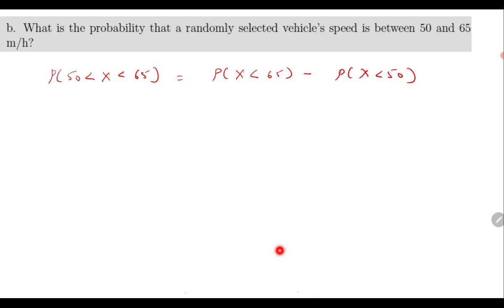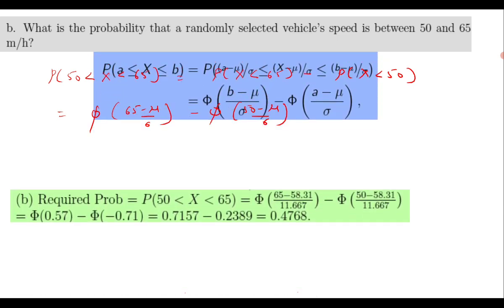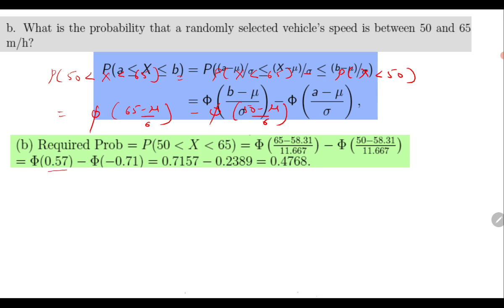Now you need to transform into standard normal distribution. So this becomes phi of (65 minus mu) by sigma minus phi of (50 minus mu) by sigma. Mu and sigma has already been computed. Substituting the values, you will get phi of 0.57 and phi of minus 0.71. From the table, get these values and get the required answer.